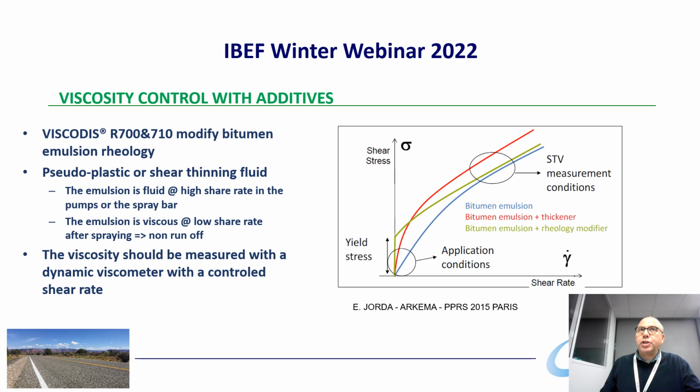The Viscodis range are rheology modifiers. The emulsion becomes a shear thinning fluid. That means that the emulsion is fluid at high shear rate in the pumps or in the spray bar, and the emulsion is viscous at low shear rate after spraying. The advantage is that there is no more runoff on job sites. To dose such additives well, the viscosity should be measured with a dynamic viscosimeter with a controlled shear rate.